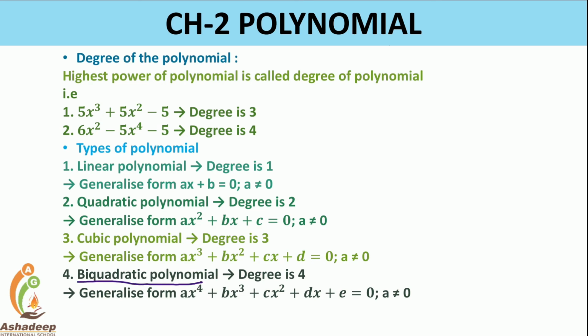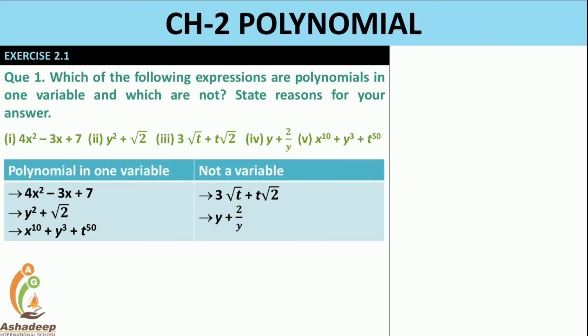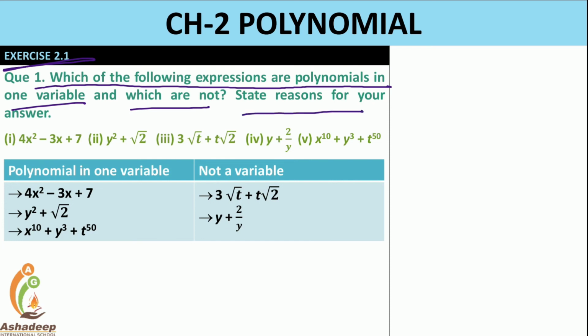The biquadratic polynomial with the degree 4. In general, a is not equal to 0, and ax power 4 plus bx cube plus cx square plus dx plus e is equal to 0. Okay. Now see the sums of exercise 2.1. Which of the following expressions are polynomials in one variable and which are not? State the reason for your answer.